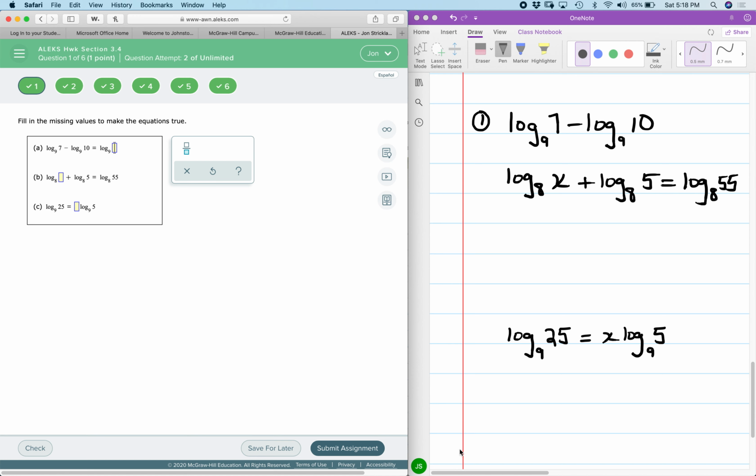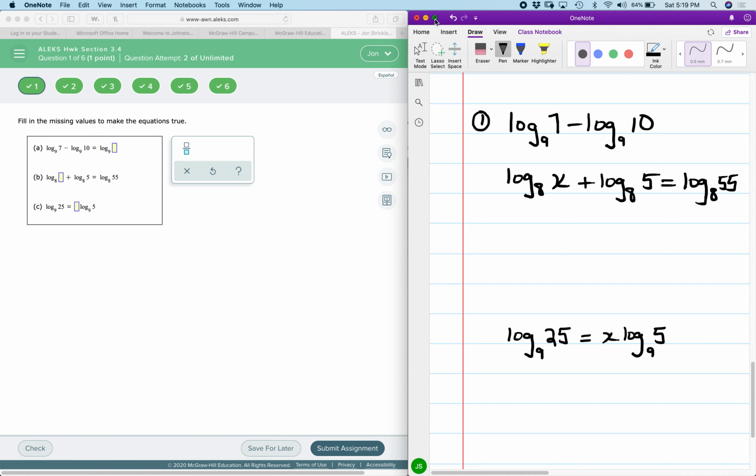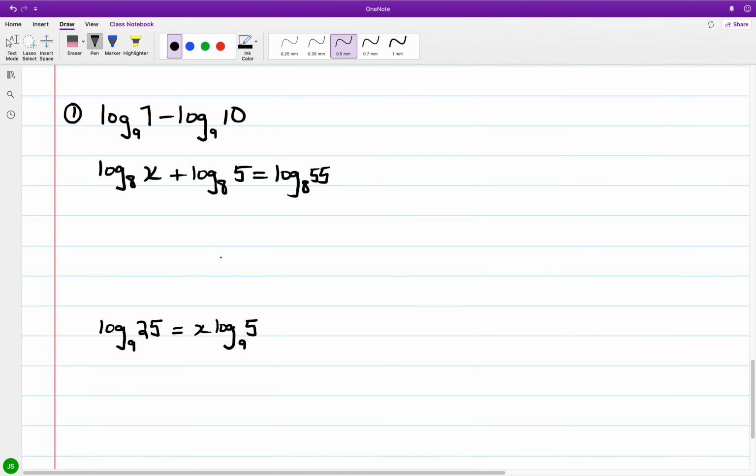We're looking at finding out what the missing values will be. For parts A, B, and C of number 1, we have the base 9 logarithm of 7 minus the base 9 logarithm of 10 equal to a single term in the base 9 logarithm.